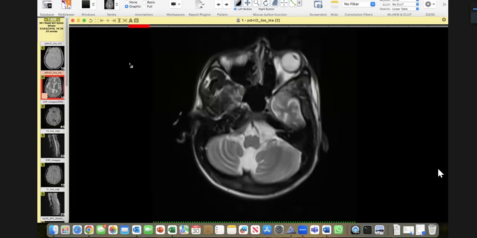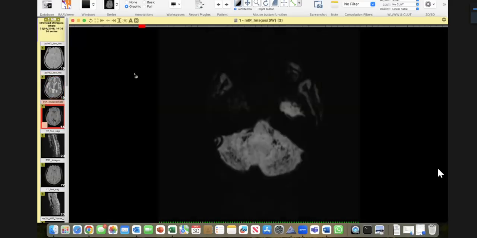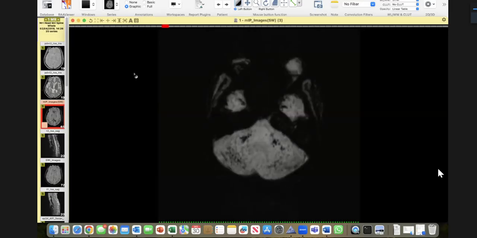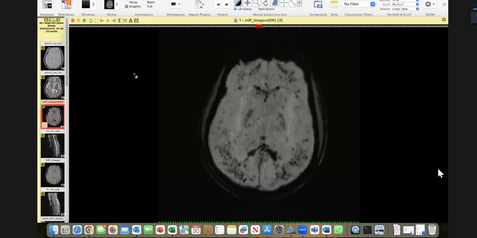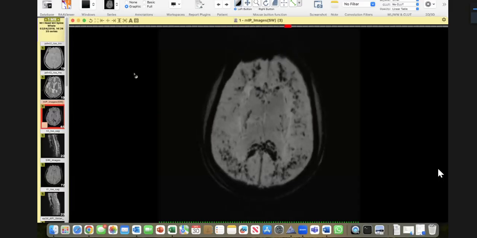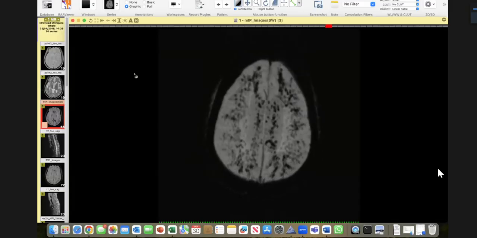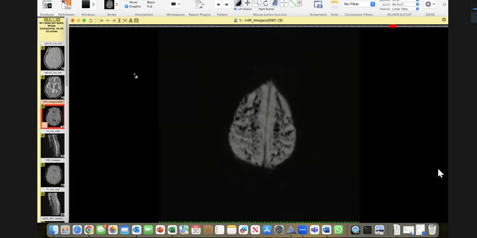In the CPA there is something, I don't know if it is projection, like some isointensity seen at the right CPA near the internal auditory canal. So if there is SWI, or, yeah, one second. So this is an SWI sequence of the same patient with, oh my God, diffuse foci of blooming all through the brain parenchyma.